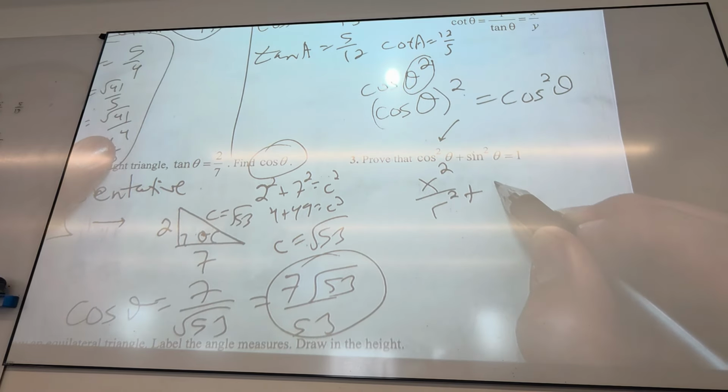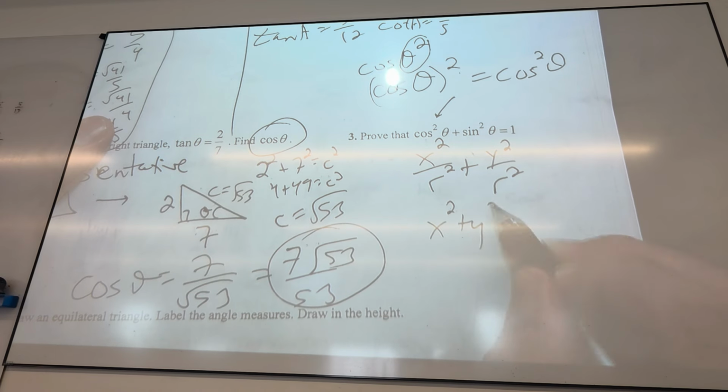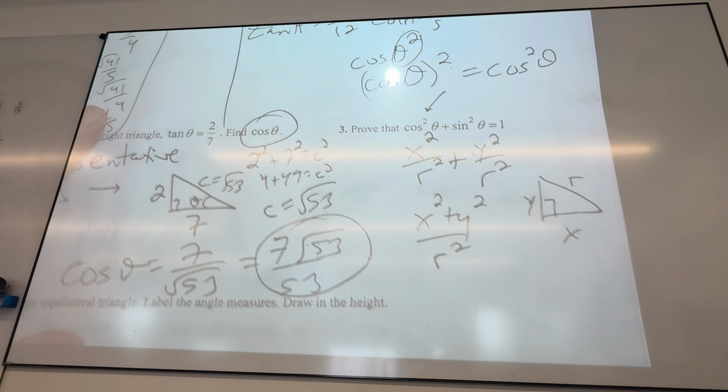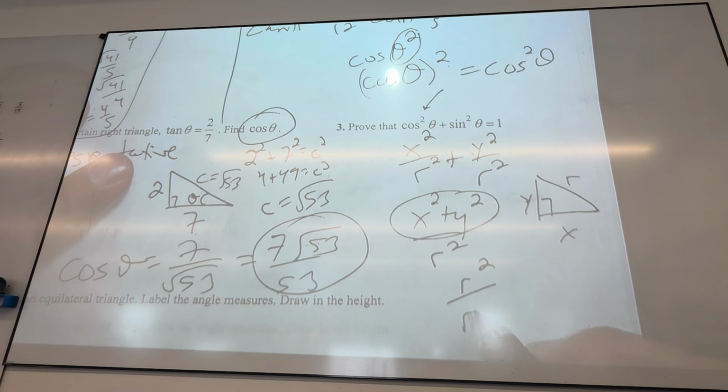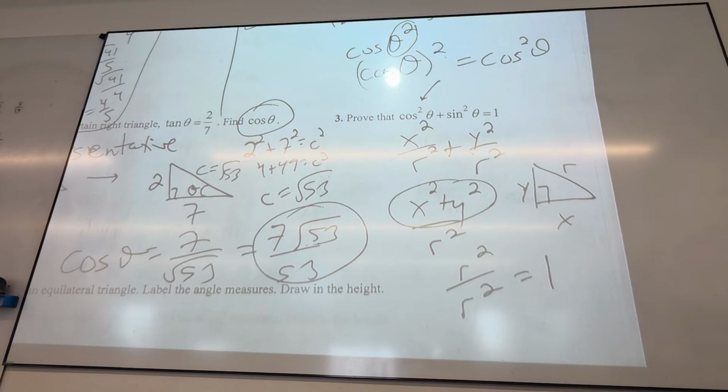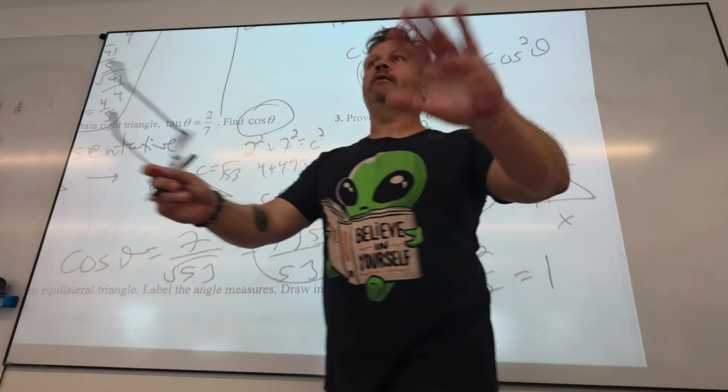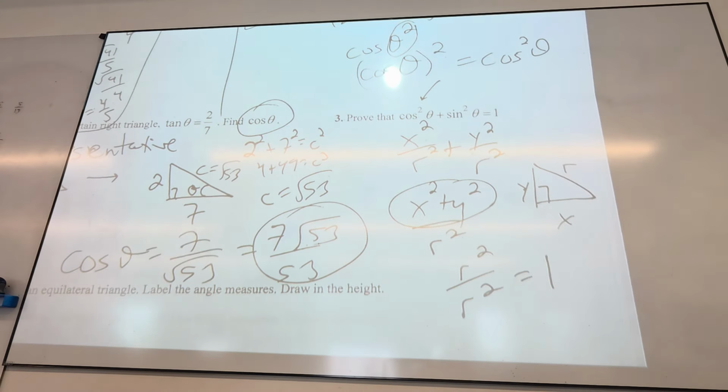What's sine squared? Y squared over r squared. Do they have the same denominator? Yes. So I could do x squared plus y squared over r squared. Now, if you remember the triangle this is coming from, what is x squared plus y squared? A squared plus b squared. So x squared plus y squared equals? So I can replace this with? R squared. So I get 1. So that's neat. It doesn't matter what angle it is. Sine squared of an angle plus cosine squared of the same angle is always 1. That's going to be really useful. Eventually.